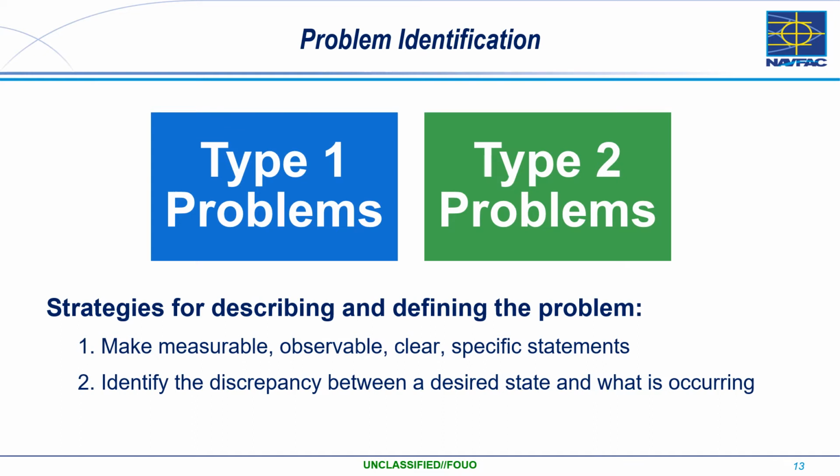First, make measurable, observable, clear, and specific statements. Also, identify the discrepancy between a desired state and what is occurring. So in other words, what did you want to have happen and what is actually happening?